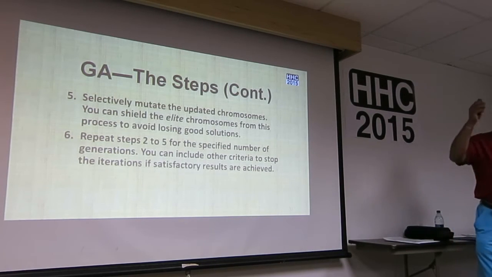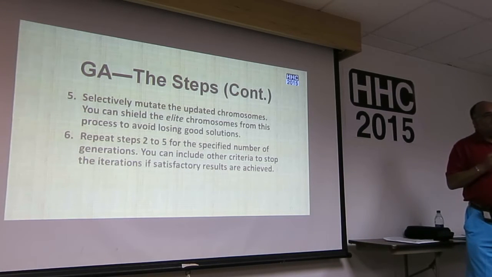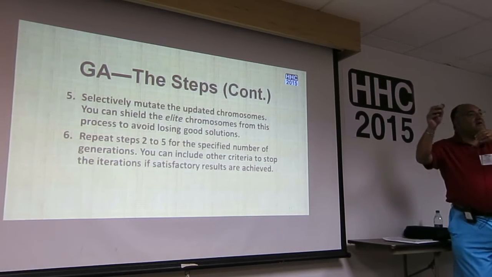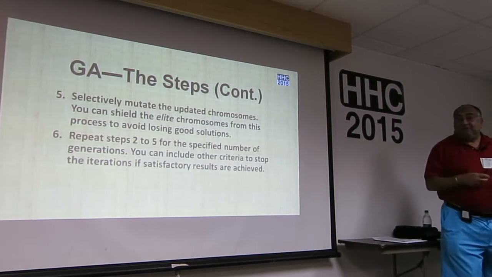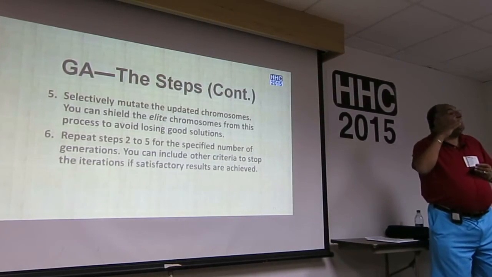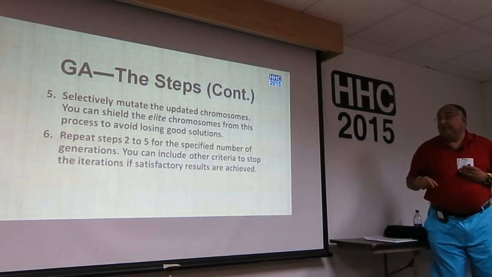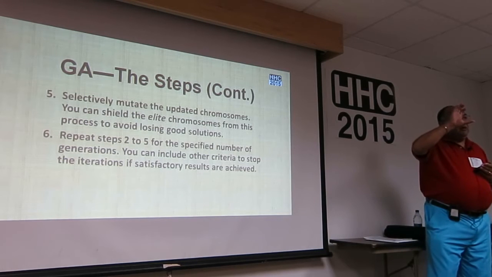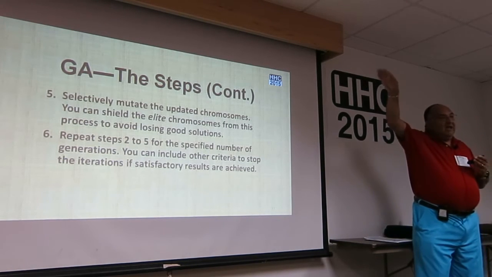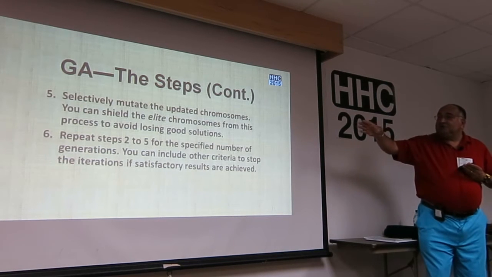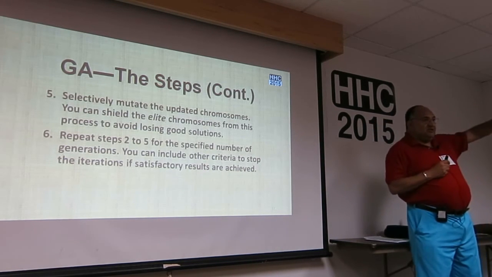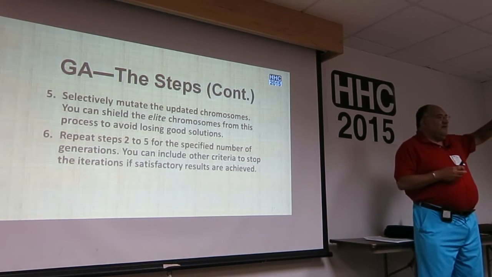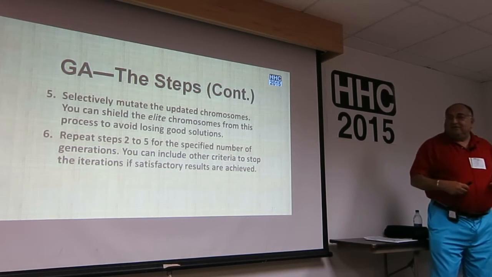Now, after you've done the mating and you have new children, you selectively mutate the updated chromosomes. This allows the search to locate values out there that may actually be close to the global optimum. This is the way for the algorithm to keep an eye on what's out there that might be better. What I normally do is shield the elite, because if you don't, you may lose your best points in searching for the global optimum. So usually there's a number of chromosomes that you shield from the mutation. Let's say the best five elements, you just keep them and you mutate the rest.